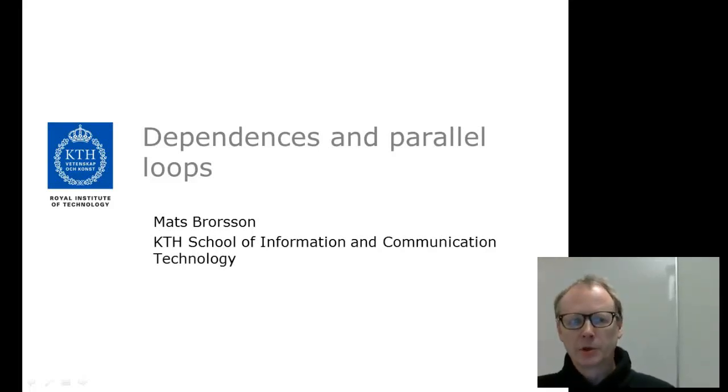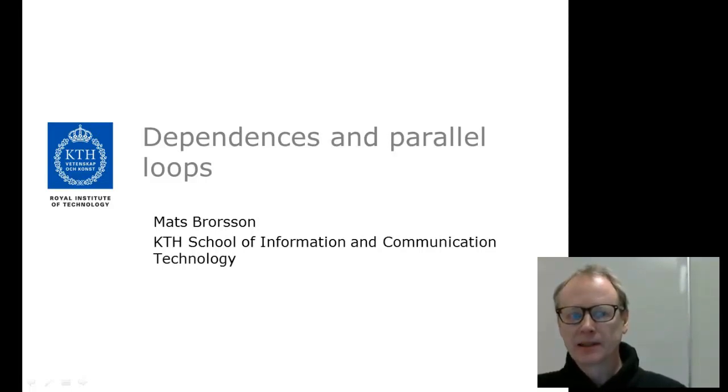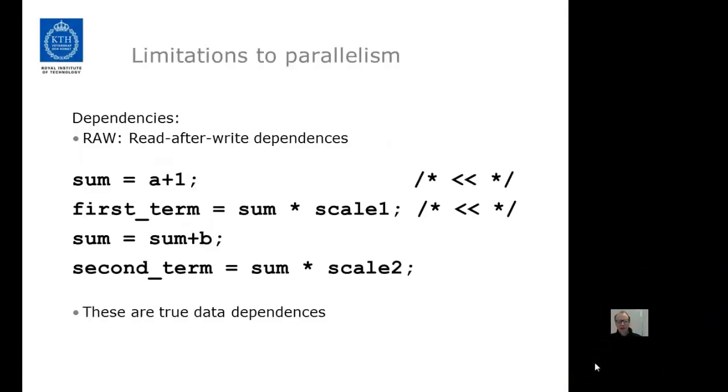Hello and welcome to this module, which is about data dependencies and how they limit the available parallelism in for loops. All the examples will be done through OpenMP loops, but they can be applied to any kind of parallel loops. Okay, let's look at an example.